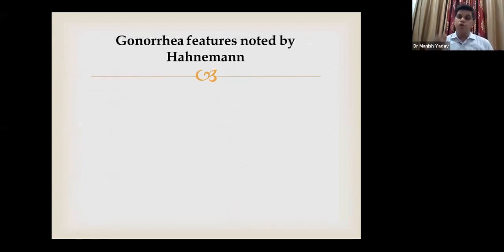Gonorrhea features noted by Hahnemann. Now let's go back to other features other than this. So what are the features till now? Let's revise, recap. Genitourinary organ. Discharges, greenish, whitish, mucus discharge. Burning, gonads, sexual organs, glands swollen. These are the manifestations of psychosis. Good.